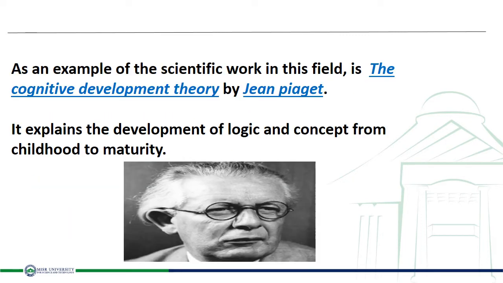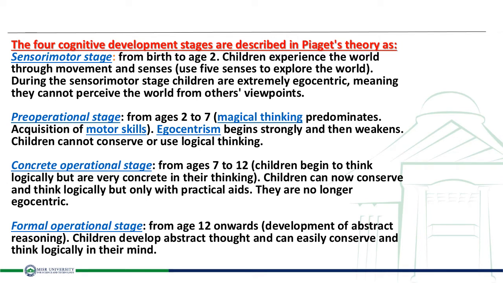What about the four cognitive development stages as described by Piaget? Number one, sensory motor stage. Number two, pre-operational stage. Number three, concrete operational stage. Number four, formal operational stage. So we have four stages: sensory motor, pre-operational, concrete operational, formal operational.